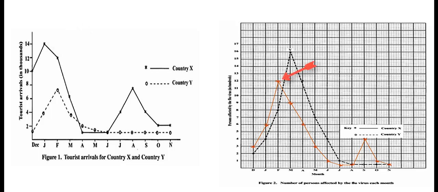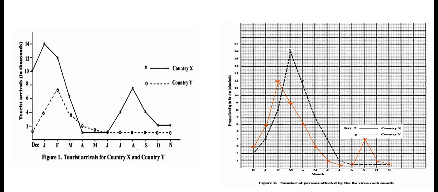Interesting. Then we look for the other peak. The peak here is in August. And the peak here is in September, 1 month later. And the general shape of the graph is similar. And what you notice is that 1 month after the tourist arrival, so when the tourist arrival peaks, the spread of the flu peaks 1 month later, both in February and in September.